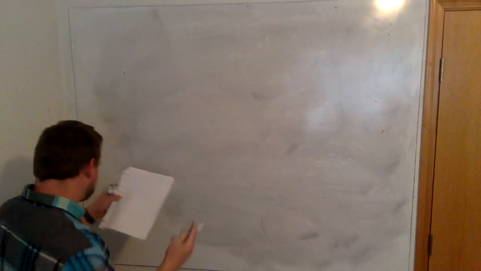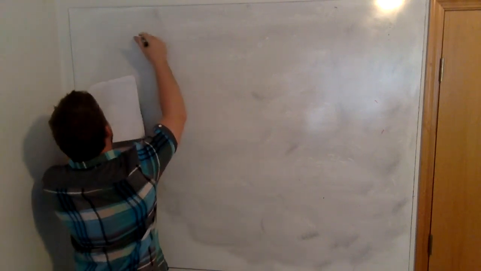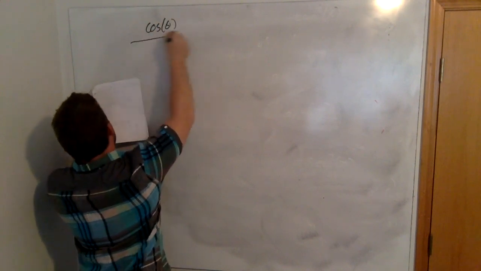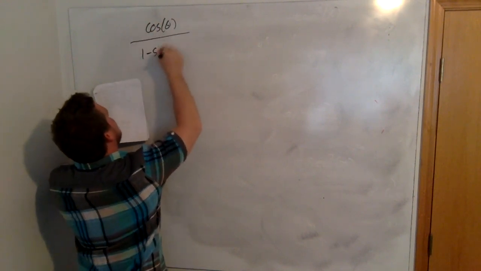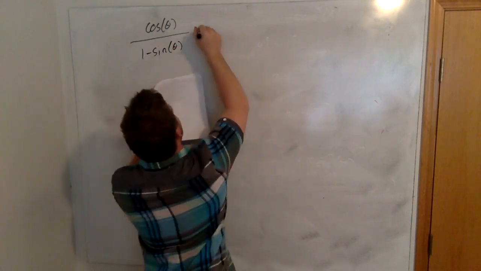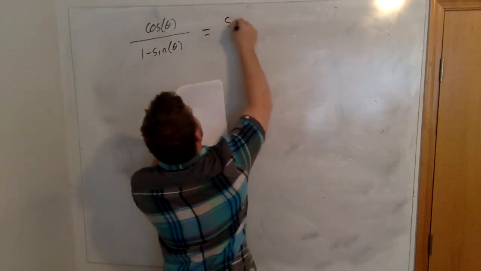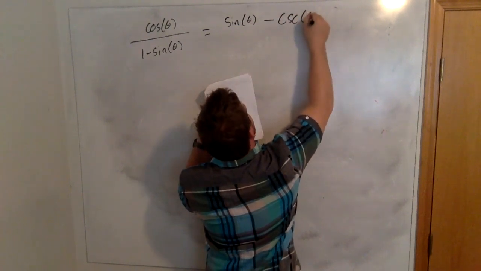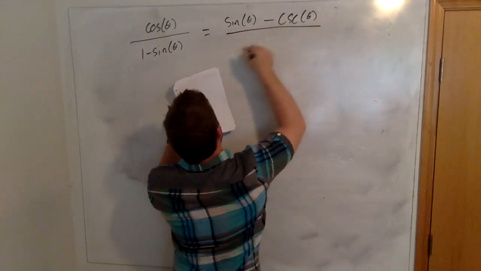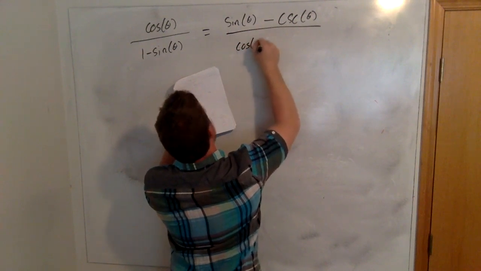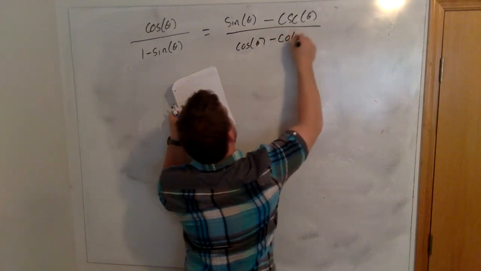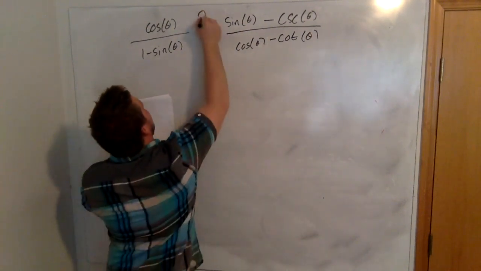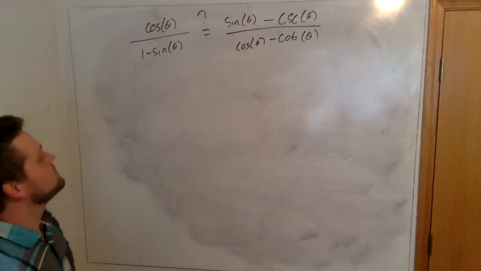Okay, this will be the last one we do. So, cosine of theta over 1 minus sine of theta is equal to sine of theta minus cosecant of theta all over cosine of theta minus cotangent of theta. Go ahead and pause the video and try to show that these two trig expressions are equivalent.